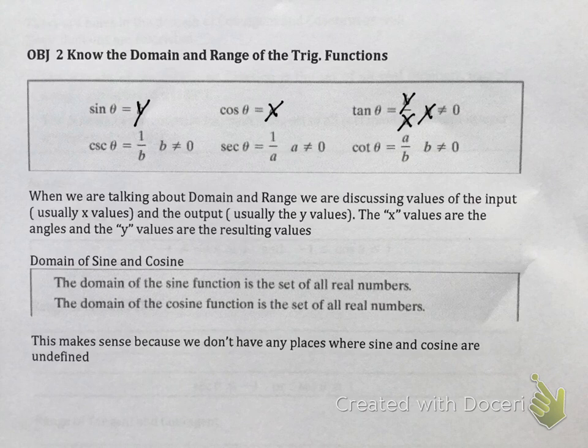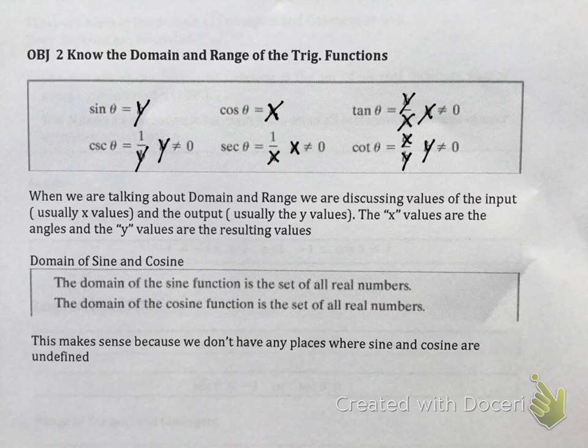Cosecant is a reciprocal function of sine, so it's 1 over y, where y can't equal 0. Secant is the reciprocal function of cosine, so it's 1 over x, where x can't equal 0. And then cotangent is x over y, where y can't equal 0. Okay, so we've seen these definitions over and over and over again.